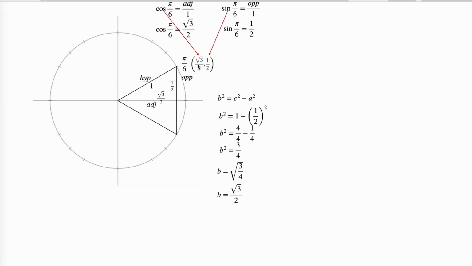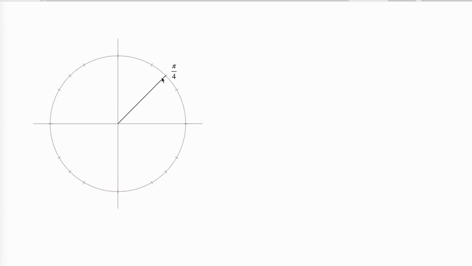This guy is our cosine of the angle, and this is our sine of the angle. And we can see that the cosine of pi over 6 is root 3 over 2. The sine of pi over 6 is 1/2. Let's have a look at 45 degrees, or pi over 4. Pi over 4 is here. Our radius is 1. We need to find this height.